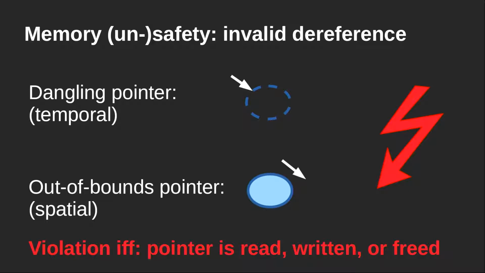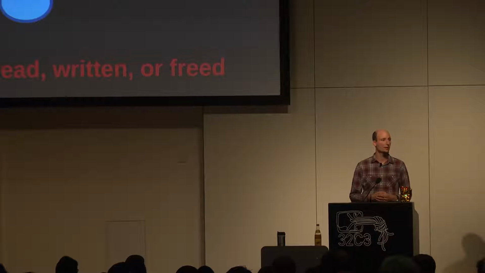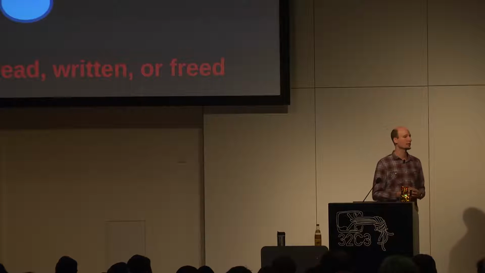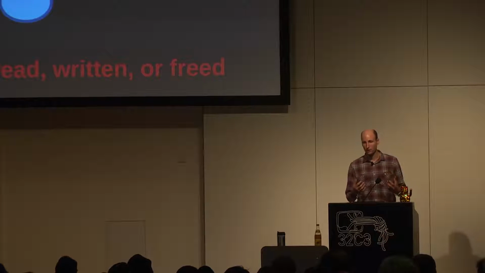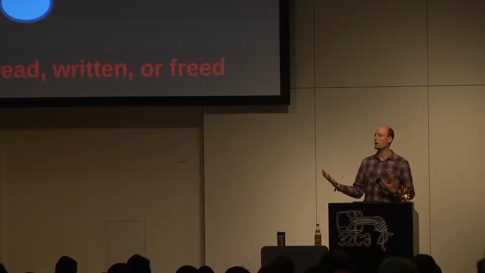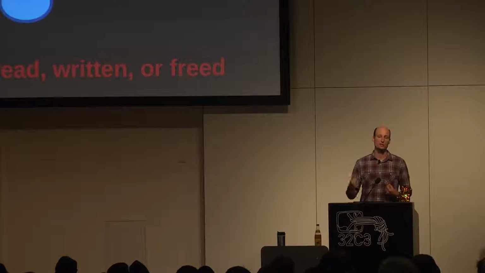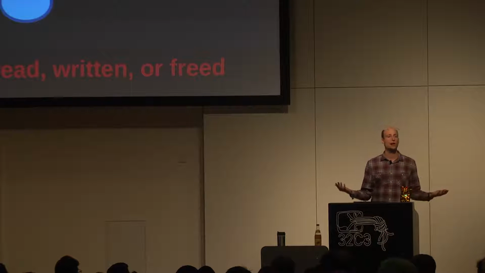But it's only a violation or invalid dereference if the pointer is read, written, or freed. According to the C language standard, you are completely free to have out-of-bounds pointers. You're free to have dangling pointers as long as you do not dereference them. And this makes finding these vulnerabilities and bugs so hard, because it only becomes a bug if we are actually using this invalid pointer, but not if we just have them in a program.